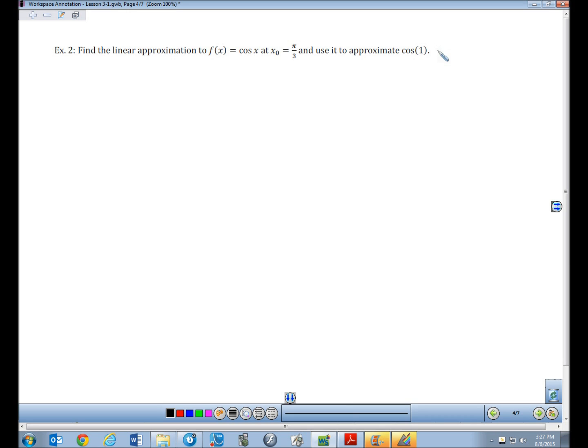Now, I could do the inverse cosine of 1, but those are completely different things. But pi is really close to 3, and so that would be 3 over 3, which would be 1. So that's why we're going to be using pi over 3 to approximate the value at 1.